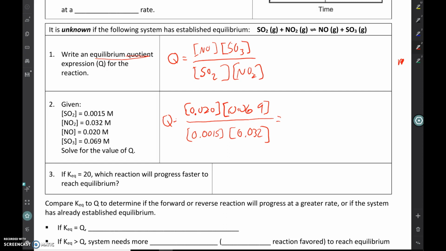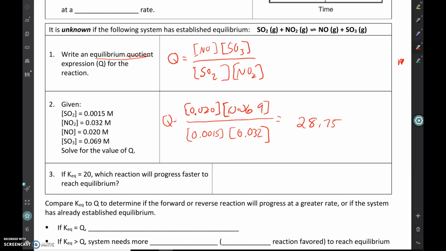Okay, assuming that you plugged the numbers into your calculator in the right order, pressed all the right buttons, you're probably coming up with a Q value equal to about 28.75. I'm not going to worry too much about significant figures for questions like this. So Q is equal to 28.75.